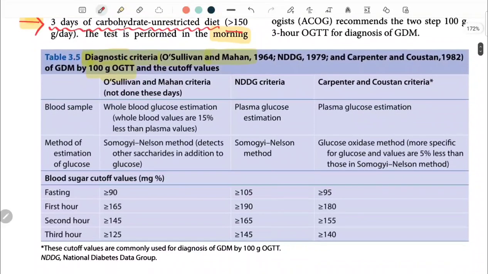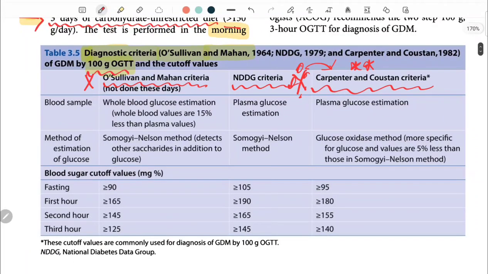There are actually 3 criteria: the O'Sullivan and Mahan criteria, which is usually not done nowadays. Next is the NDDG criteria, which stands for National Diabetes Data Group criteria. And then the Carpenter and Coustan criteria. These cutoff values are commonly used for diagnosis of GDM by OGTT. The most commonly used is the Carpenter and Coustan criteria for the 100 gram OGTT test.